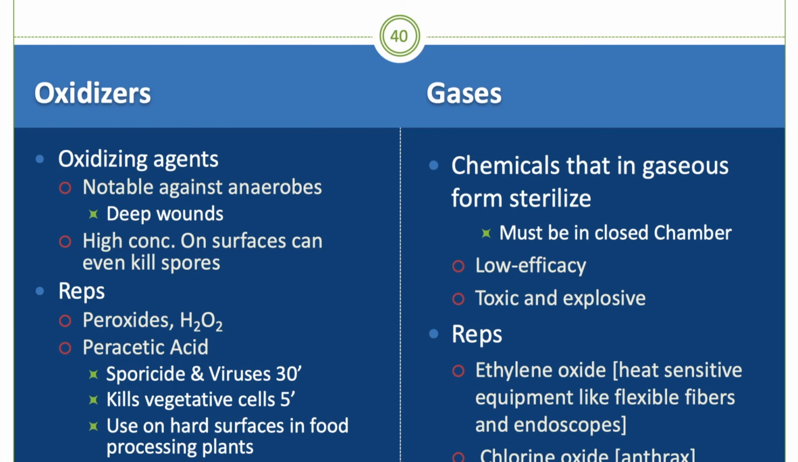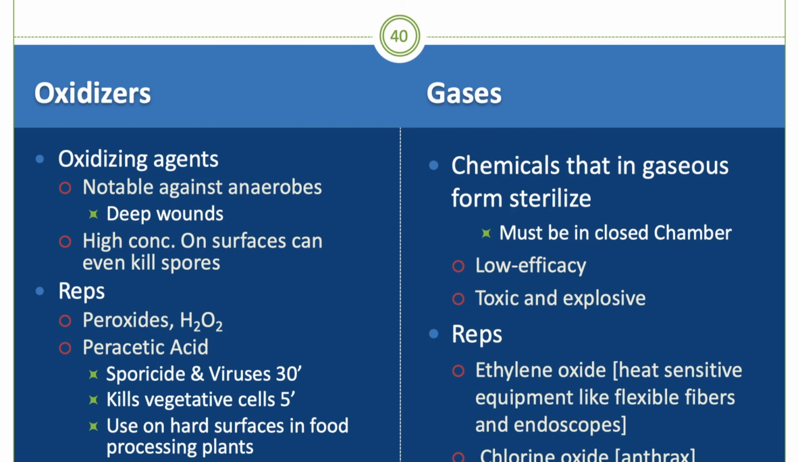We have some that are oxidizers, and so they're able to destroy obligate anaerobes. Obligate anaerobes tend to infect wounds, and so they're able to kill them. Examples will be peroxide, hydrogen peroxide, and peracetic acids.